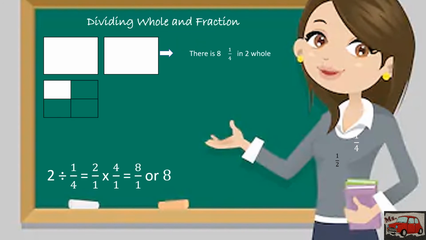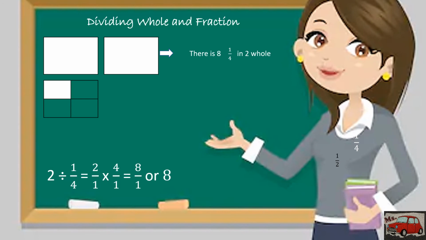Okay, so let's divide whole number and a fraction. So I have here 2 divided by 1/4. So ibig sabihin, yung dalawang buo ko, hahatiin ko ng kada 1/4. Okay? So kung hahatiin ko ng 4 yung isang buo, ibig sabihin, meron akong 4 na 1/4 sa isang buo. Tama? Dalawang buo yan. So in short, I have 8 1/4 in 2 whole. So the answer should be 8.